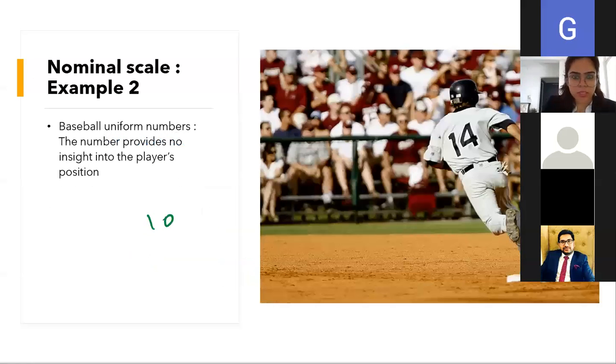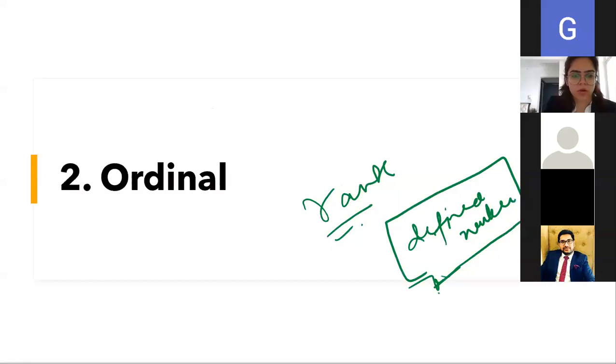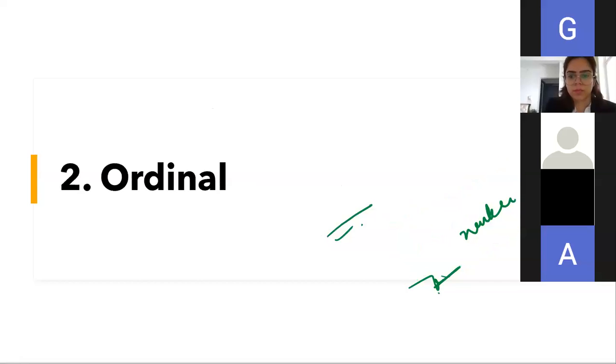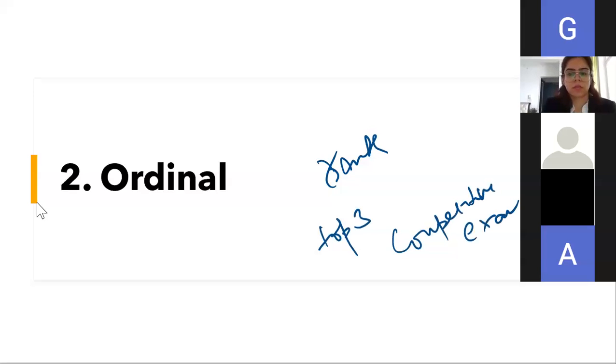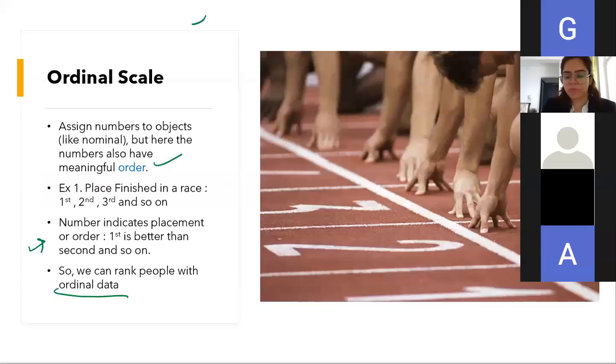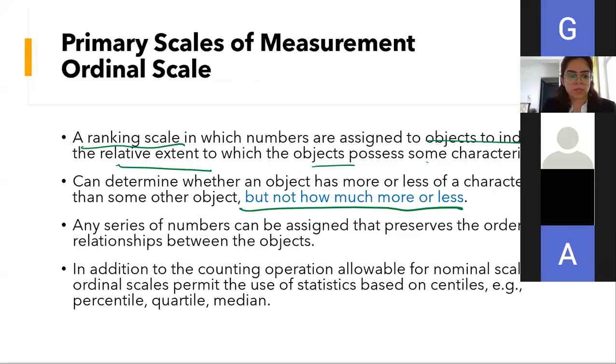Now the second one is ordinal. Ordinal means numbers have meaning, a definite rank. There is ranking, basically order. Any example that you can give for ordinal? Top 3 footballers. Ma'am, rank in a competitive exam. Rank in a competitive exam, yes. But there's a difference between the scores and grades, right? So that was ordinal.